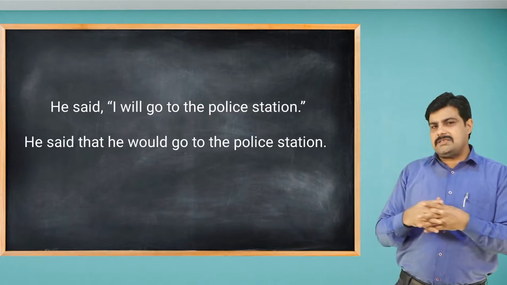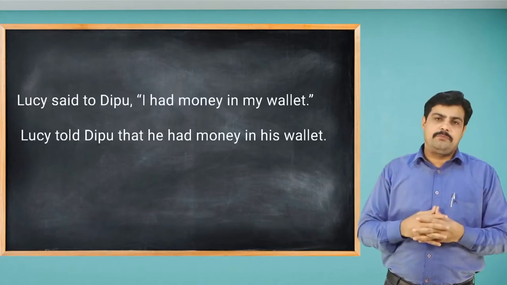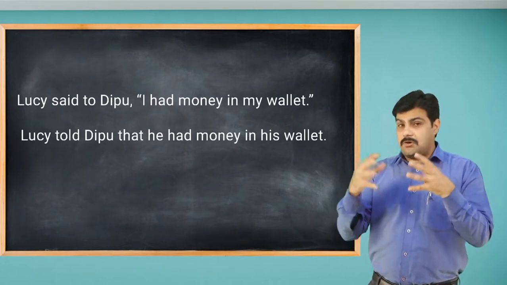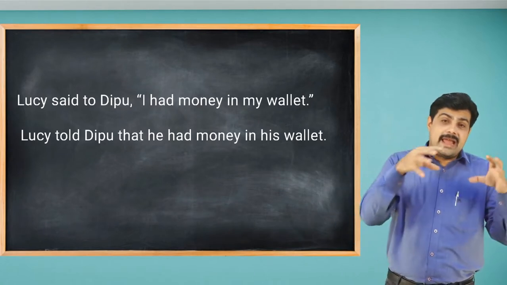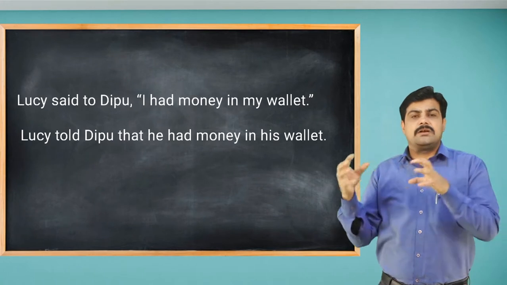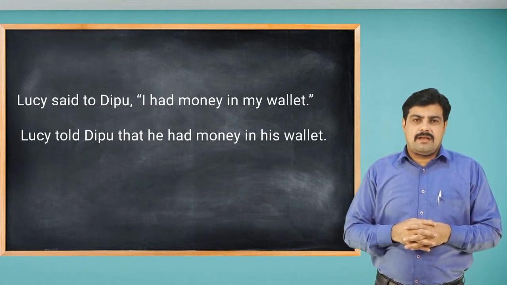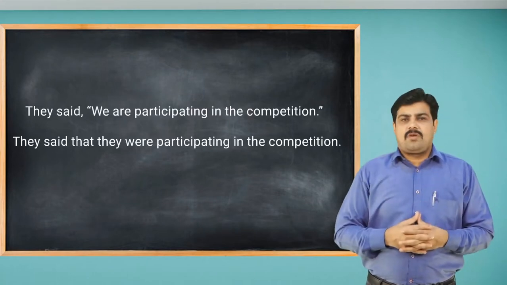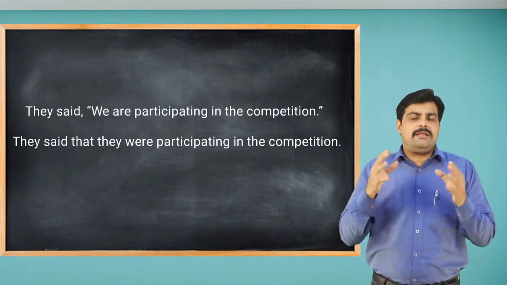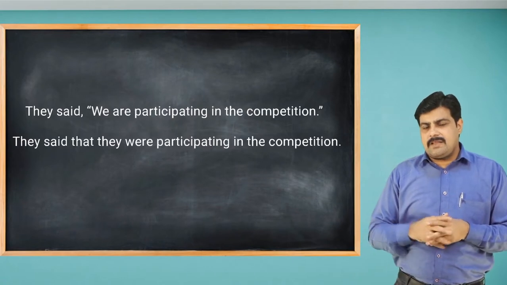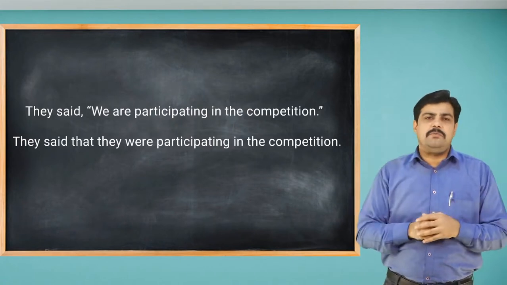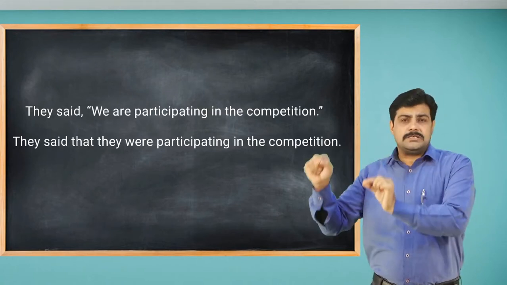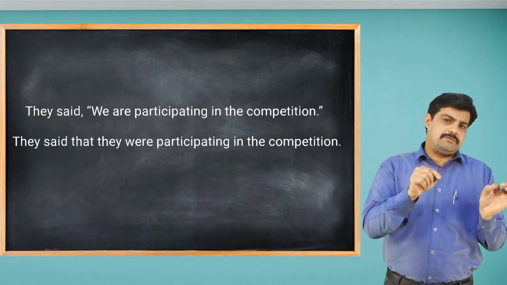Let's take another sentence. Lucy said to Deepu, "I had money in my wallet." Lucy told Deepu that he had money in his wallet. Let's take another sentence on the screen. They said, "We are participating in the competition." Now the indirect of this sentence would be, they said that they were participating in the competition.